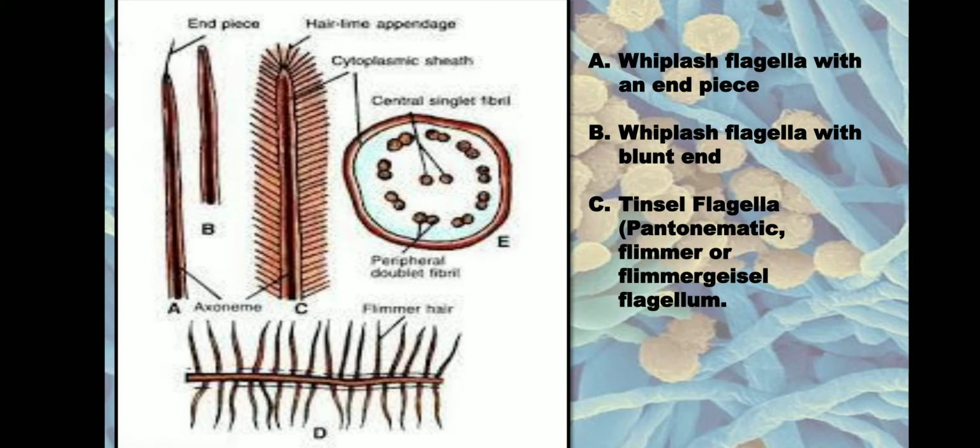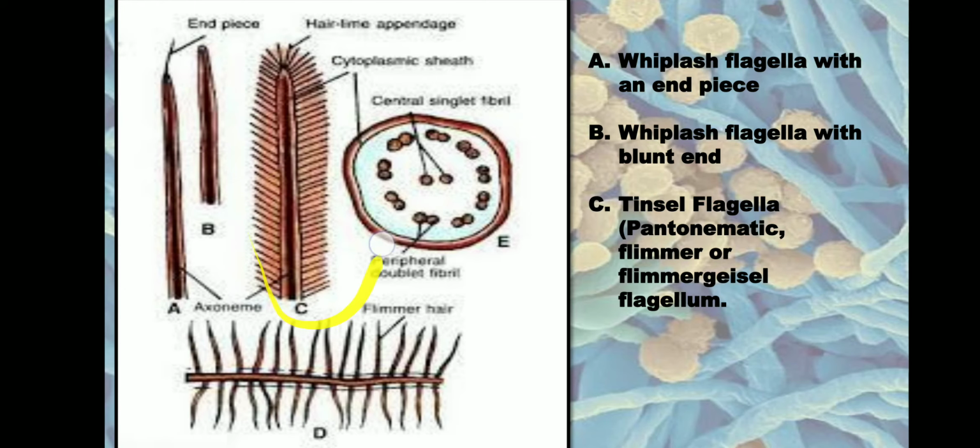The second type of flagella is the whiplash flagella with a blunt end. You can see this is the whiplash flagella with a blunt end. Here this flagella has an axonema and it is surrounded by a cytoplasmic sheath. The axonema will not form a narrow tip, so therefore it has a blunt end.